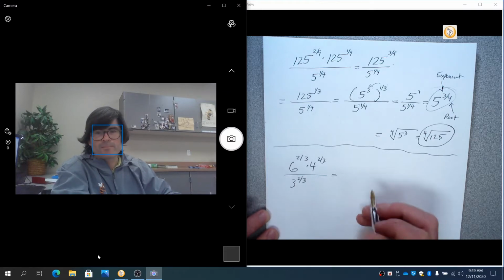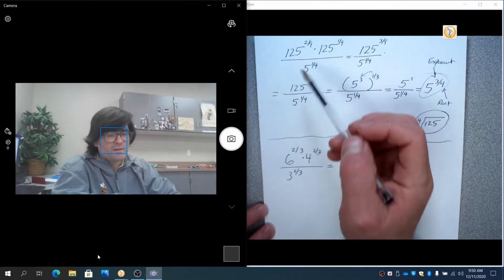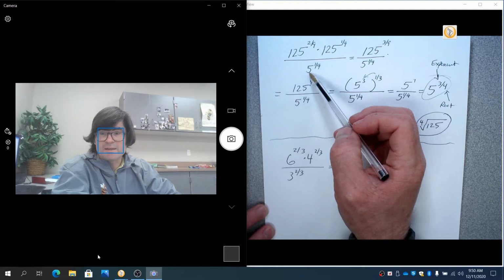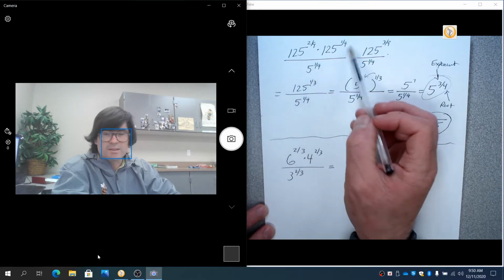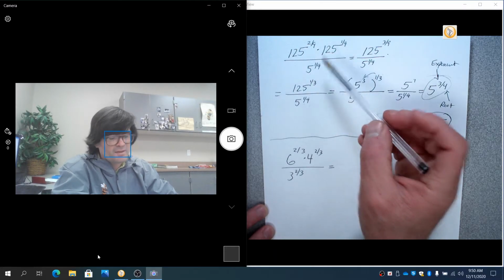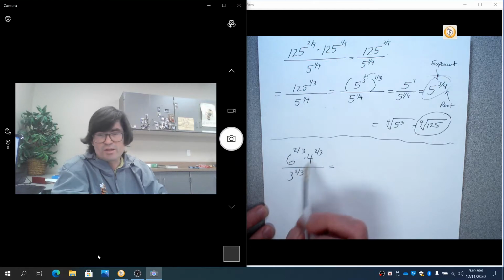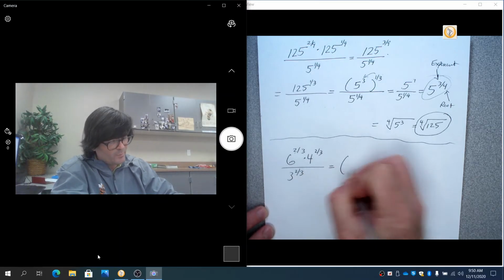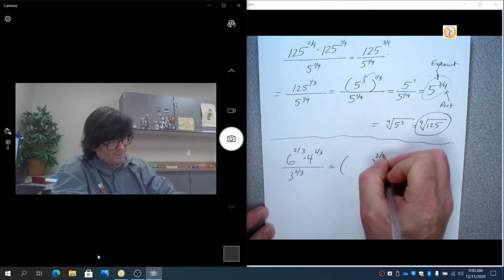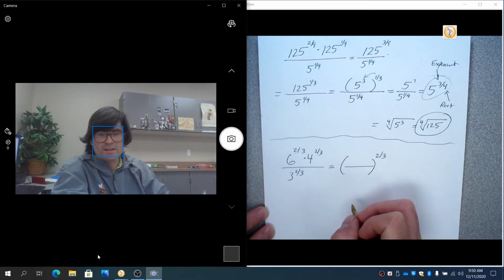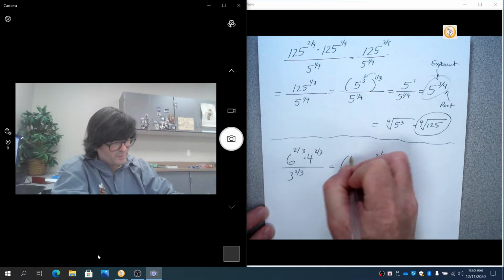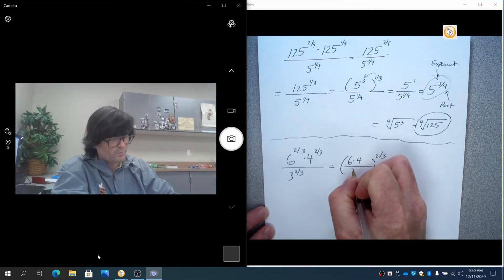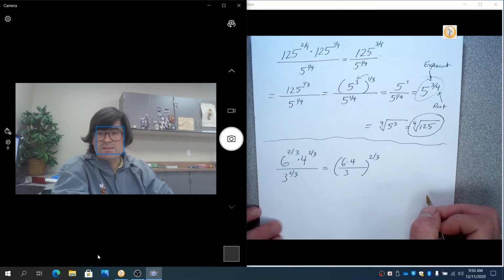So last time, in this previous problem, the 125 and the 5 were all related. The exponents were completely different. In this case, the 6 and the 4 and the 3 don't really seem that related. However, the exponents are all exactly the same. So if the exponents are all the same, one option you have is to take the 2/3 out in a parenthesis and rewrite this as 6 times 4 over 3. So that's a really simple way.